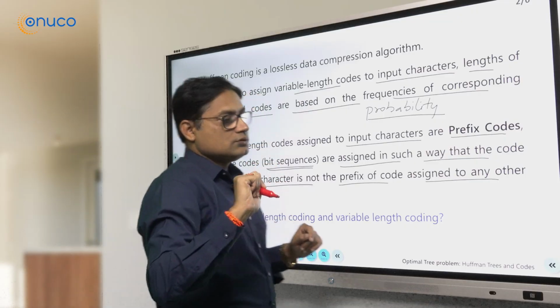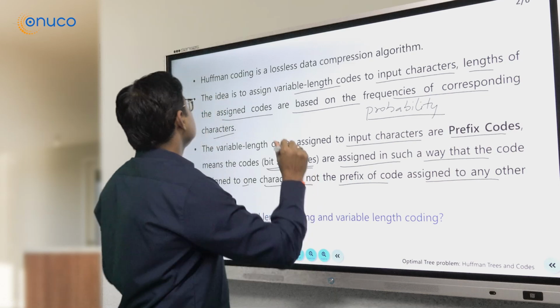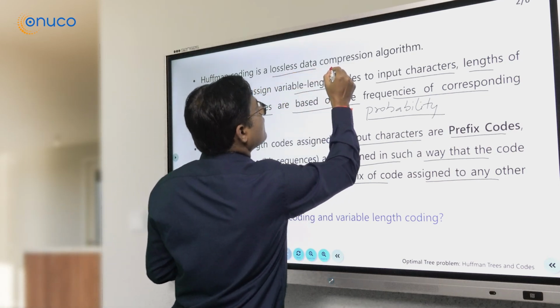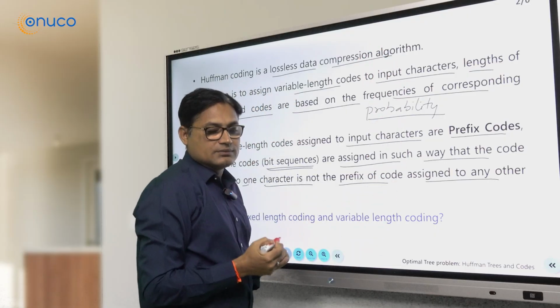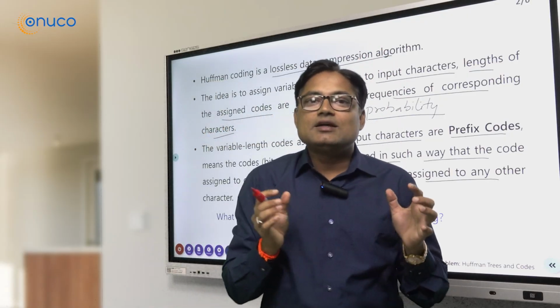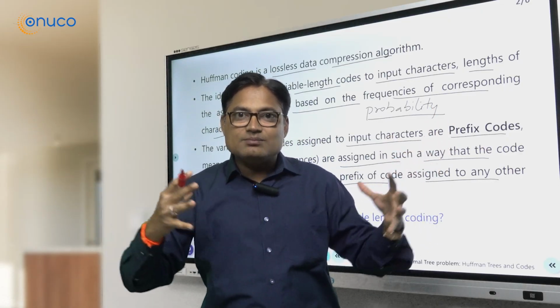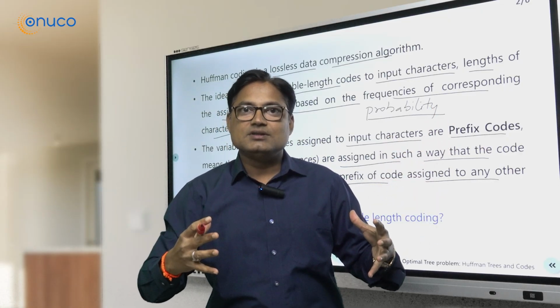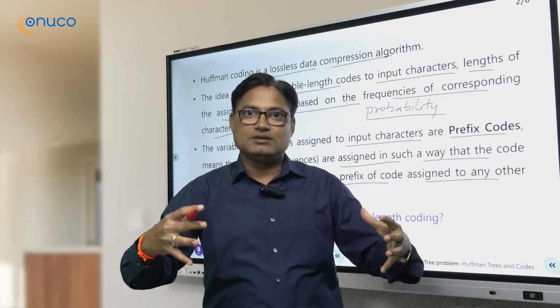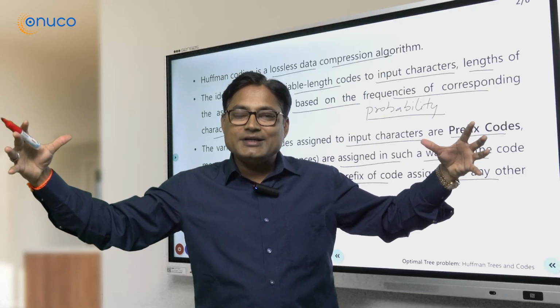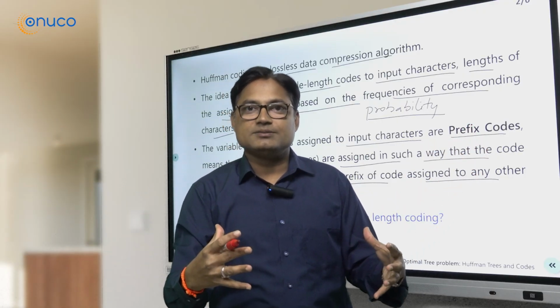Fine. So remember that this Huffman code is a lossless compression algorithm. It means that compared to fixed length coding, we are able to use fewer encoded bits. It means we are going to compress the data and make it more optimal, requiring less amount of space.